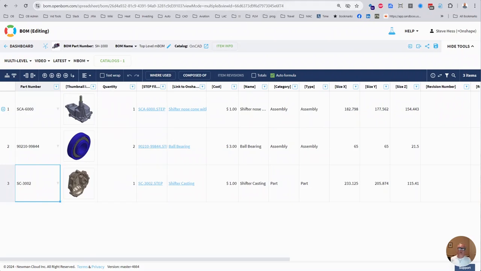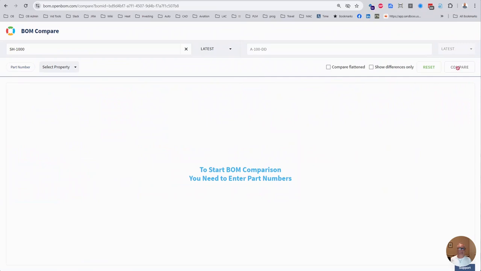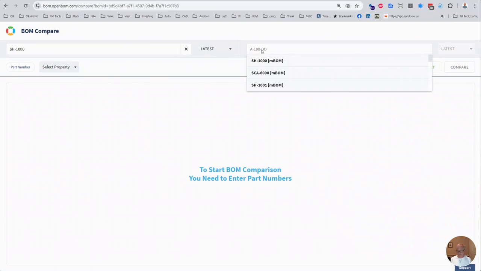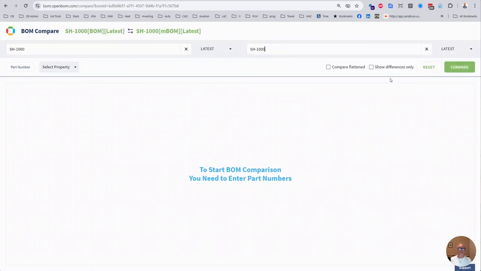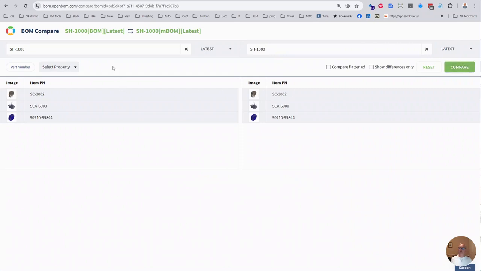I've opened up both of these BOMs in the BOM compare utility, and we're going to take a look at what that means. I've got the EBOM of the 1000 on the left and the MBOM here on the right. Again, at first glance, we see we've got the same components: the backing plate, the 6000 subassembly, and the bearing. Let's dive a little deeper and investigate further.